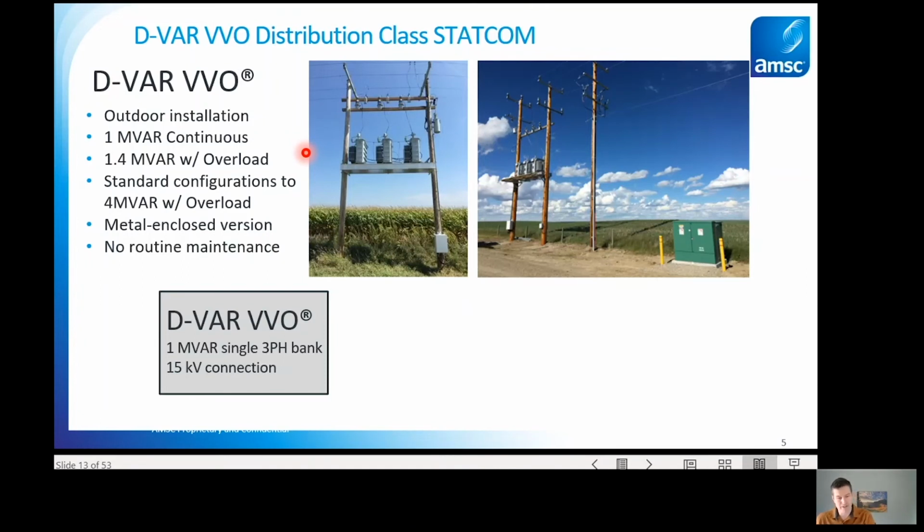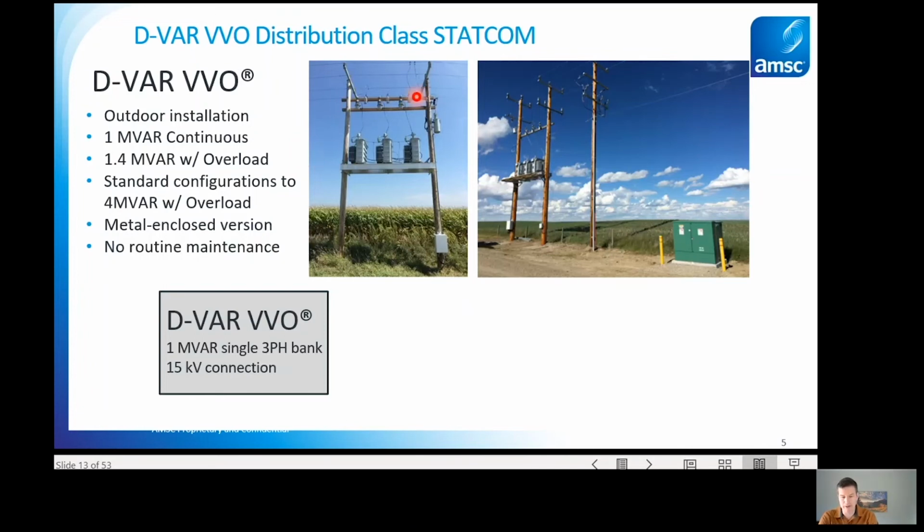We have standard configurations that scale from 1 MVAR continuous all the way up to 4 MVAR with the overload characteristic. And then we also offer a metal enclosed version when it's prudent to have a behind-the-fence or facility type solution. Lastly, one of the unique characteristics of the VVO is that it's designed with no routine maintenance. The power electronics have no moving parts at all, a 100% solid state design, which allows us to really strip out any of the routine maintenance requirements.